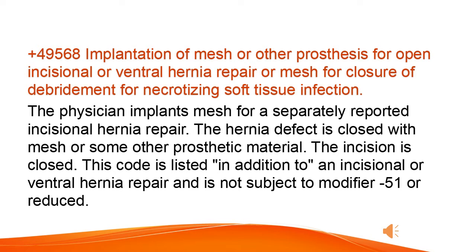Implantation of mesh or other prosthesis for open incisional or ventral hernia repair, or mesh for closure of debridement for necrotizing soft tissue infection. The physician implants mesh for a separately reported incisional hernia repair. The hernia defect is closed with mesh or some other prosthetic material. The incision is closed. This code is listed in addition to an incisional or ventral hernia repair and is not subject to modifier -51 or reduced.